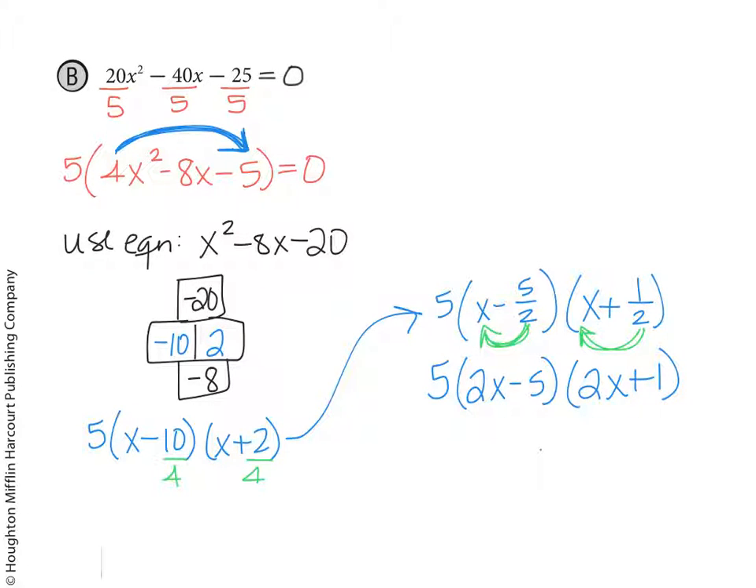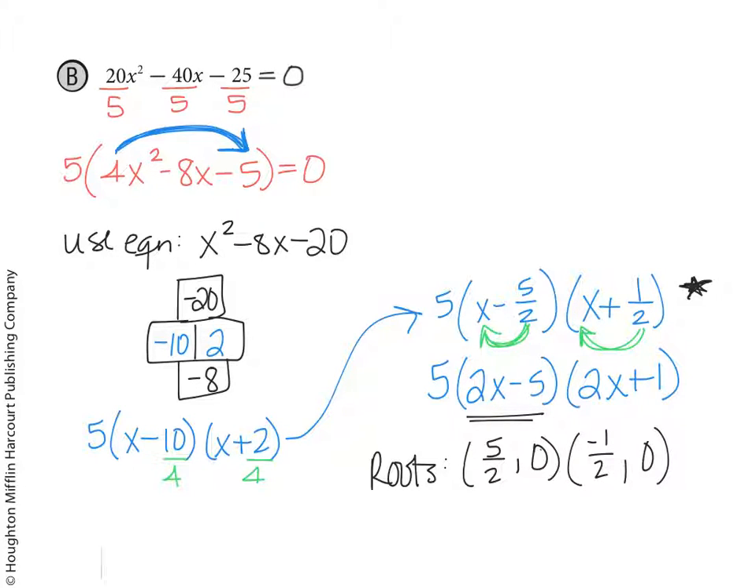Last step, if they're asking, is for us to give roots. Remember, roots are almost easier to look at before you move the fraction. So if they tell you to factor, you need to actually move the fraction. Otherwise, you're going to look at that second to last step. So roots are going to be 5. Remember, you have to think opposite. So positive 5 over 2, 0, and negative 1/2, 0.